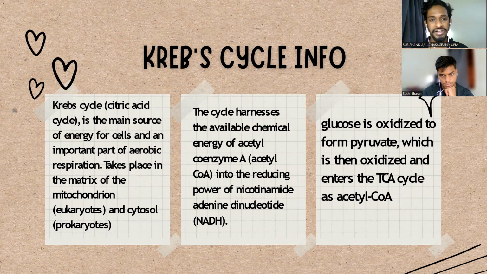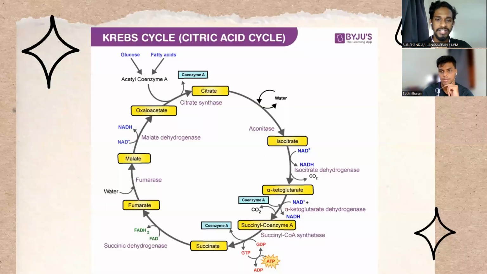The cycle harnesses the available chemical energy of acetyl coenzyme A into the reducing power of nicotinamide adenine dinucleotide, known as NADH. The glucose is oxidized to form pyruvate, which is then oxidized and enters the TCA cycle as acetyl-CoA. So this is the basic structure of the entire process of the Krebs cycle.